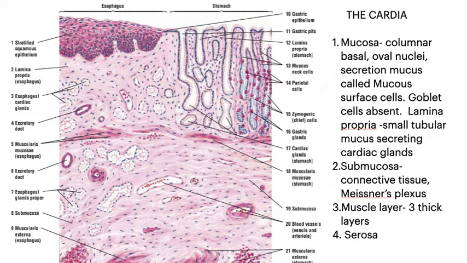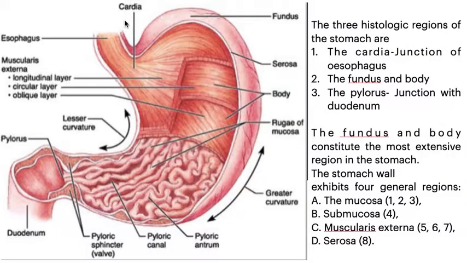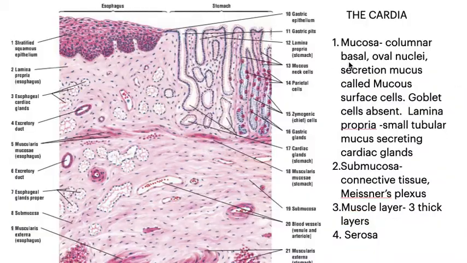Now, firstly, let's come to the first part of the stomach, that is the cardia. This is the cardia that is going to be found at the junction with the esophagus. As you can see, these are the four layers exhibited. Can you see that the stratified squamous epithelium changes dramatically into the columnar epithelium? So coming to the innermost part, that is the mucosa. The mucosa of the cardia.